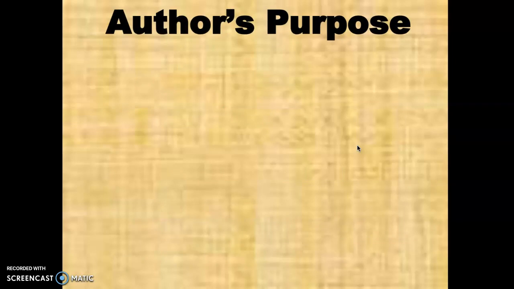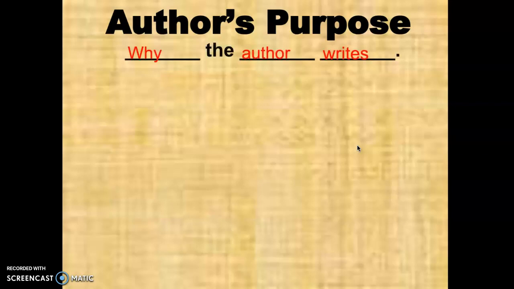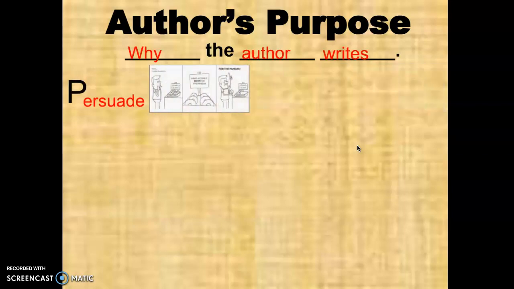Now, let's look at author's purpose. So we looked at the author's perspective. Whose eye are we seeing the story through, and what person is it being told in? Now we can also look at why the author is writing something. So author's purpose is why the author writes, and there's a couple reasons.